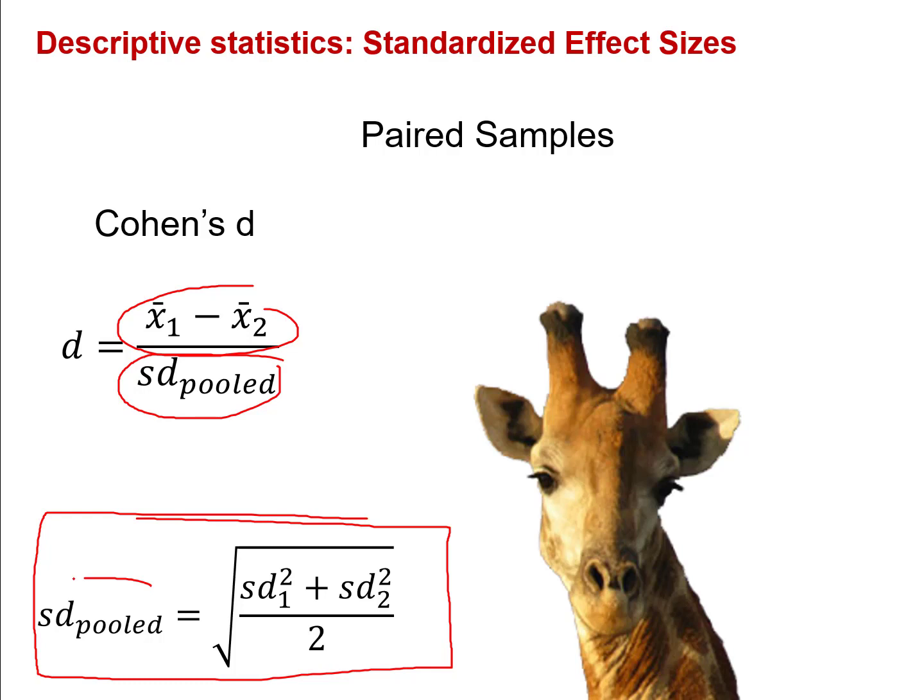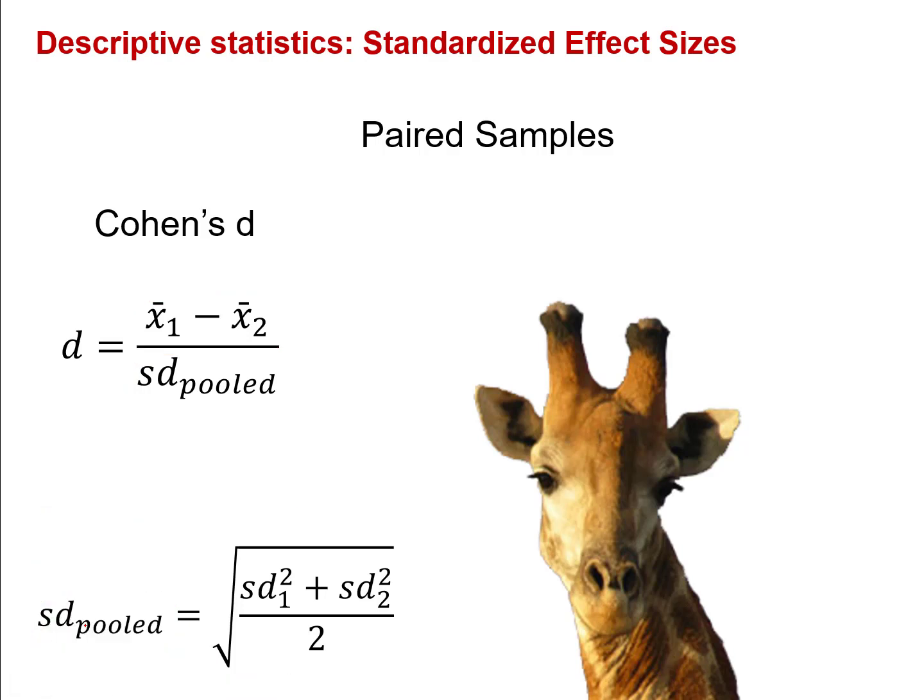And in that situation, your pooled standard deviation will simplify to this formula down here. Now, if you want to, you could calculate a pooled standard deviation the same way as we did it for a 2 samples design. But if you want to take a shortcut, if you're doing a paired samples analysis, your pooled standard deviation will simplify to this formula.